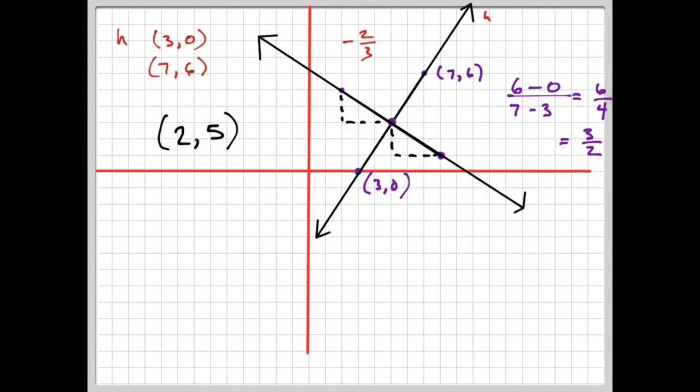So parallel lines have the same slope, perpendicular lines have opposite reciprocal slopes. Any questions? All right.